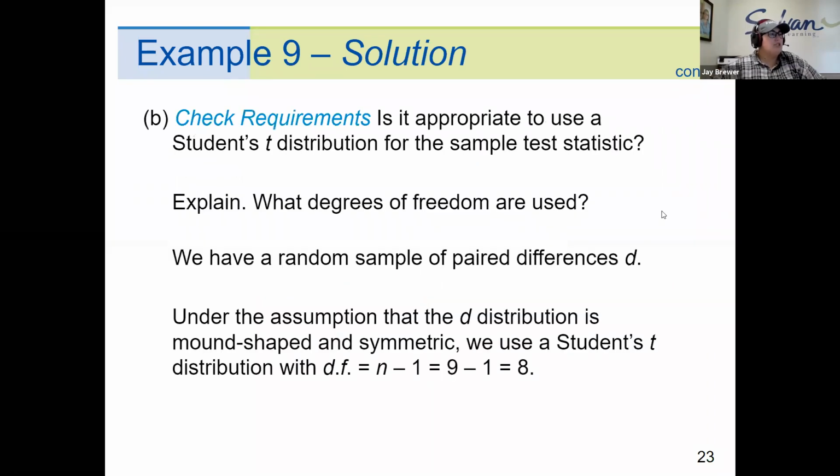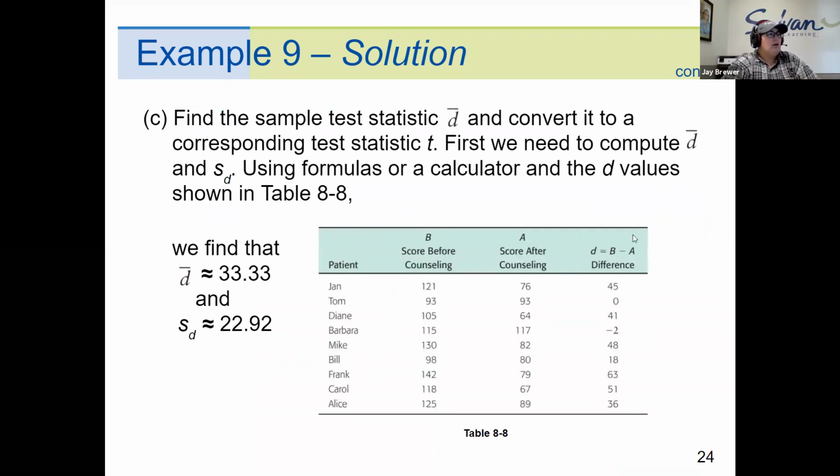Okay, check requirements. The first thing we already know is that our degrees of freedom will be n minus 1, or 9 minus 1, which is 8. Take the sample statistic D bar and convert it to a corresponding test statistic t. We first need to compute D bar and S sub D using formulas or a calculator, and the d values shown in Table 8.8.